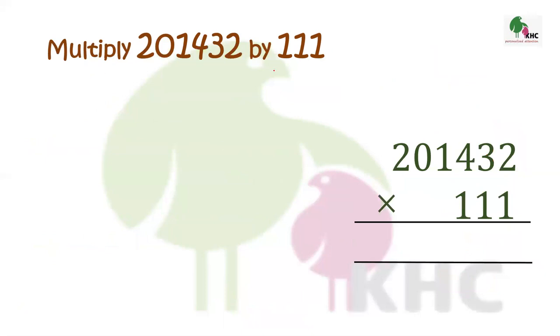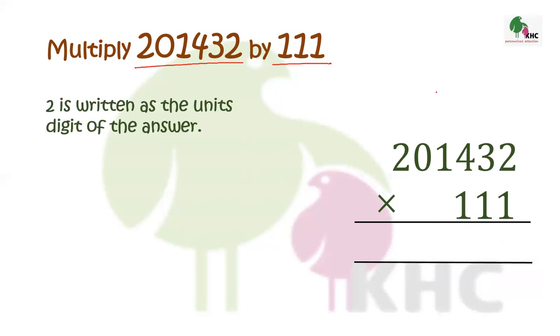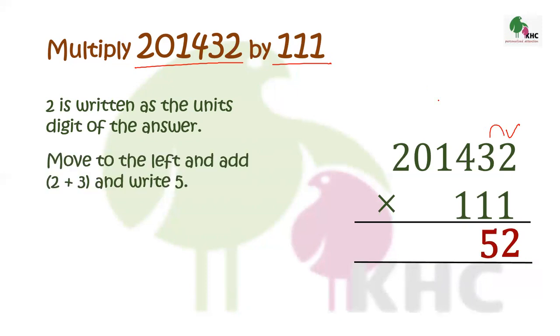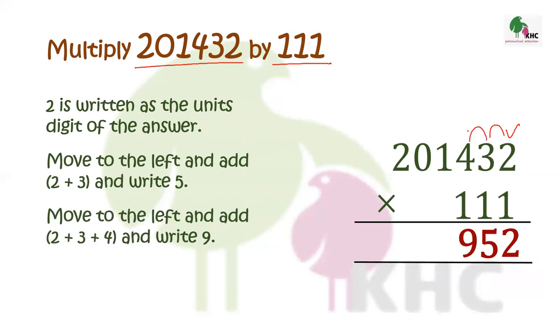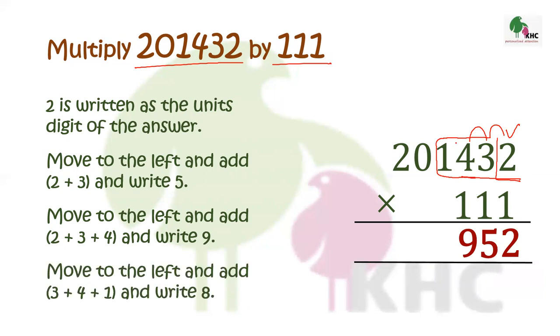Now in this question, you have 3 ones and you're supposed to multiply this number with 201432. Okay, let's start. Firstly, you write 2 as it is. After that, 2 plus 3, which is equal to 5. 5 plus 4 is 9. So 9 is the next digit. As you're done with the first 3, remove the last digit and add the next 3.